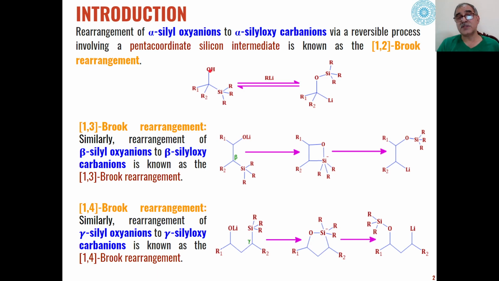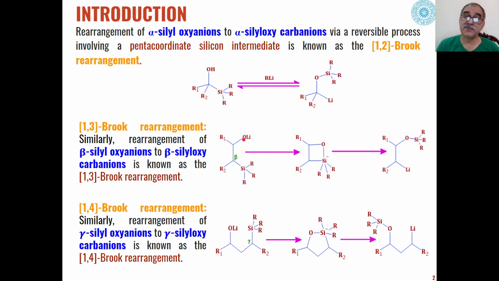and this hydroxyl group will be converted into an oxyanion, and then that oxyanion will attack this silyl group at the alpha position, and we will have a penta-coordinate silicon intermediate, and the ultimate product will be an alpha silyloxy carbanion, carbanionic lithium.